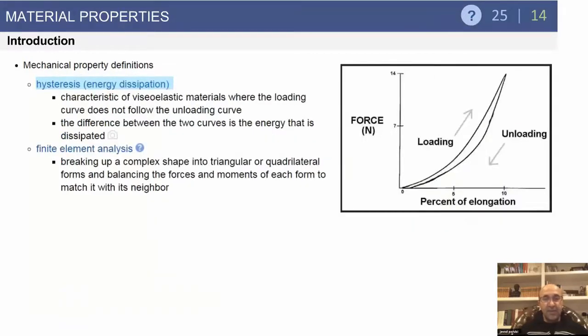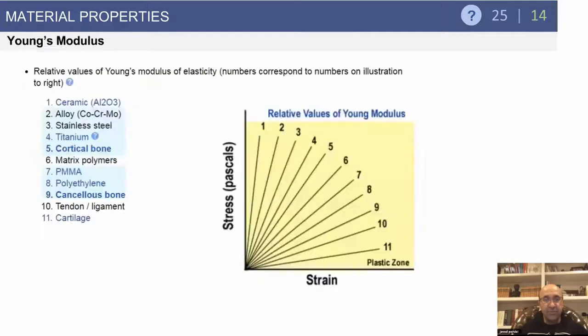Hysteresis, a commonly asked question also. It's basically a characteristic of a viscoelastic material where the loading curve doesn't follow the unloading curve. Basically, the lines don't match up. FEA, or finite element analysis, also has been asked in the past. It's basically breaking up a complex shape into triangular and quadrilateral forms and balancing the forces and moments of each. And it is an evolving science, unlikely to be asked in too much detail.